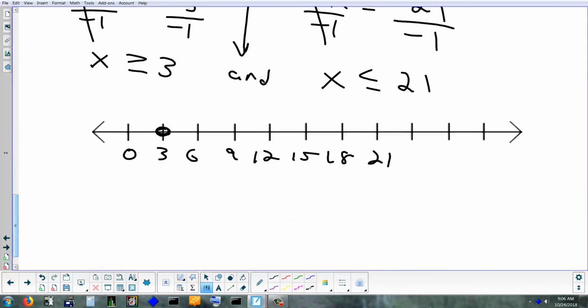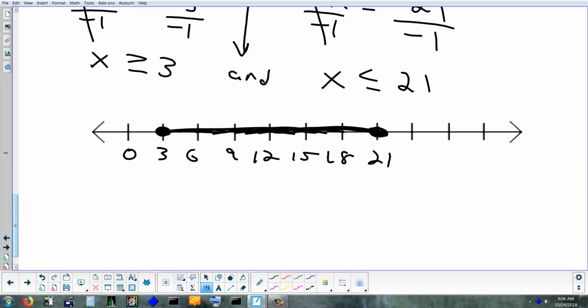Alright, so 3, 21, and where do I shade? In between. Yep. And there's our graph. Any questions on that? That's absolute value inequalities.